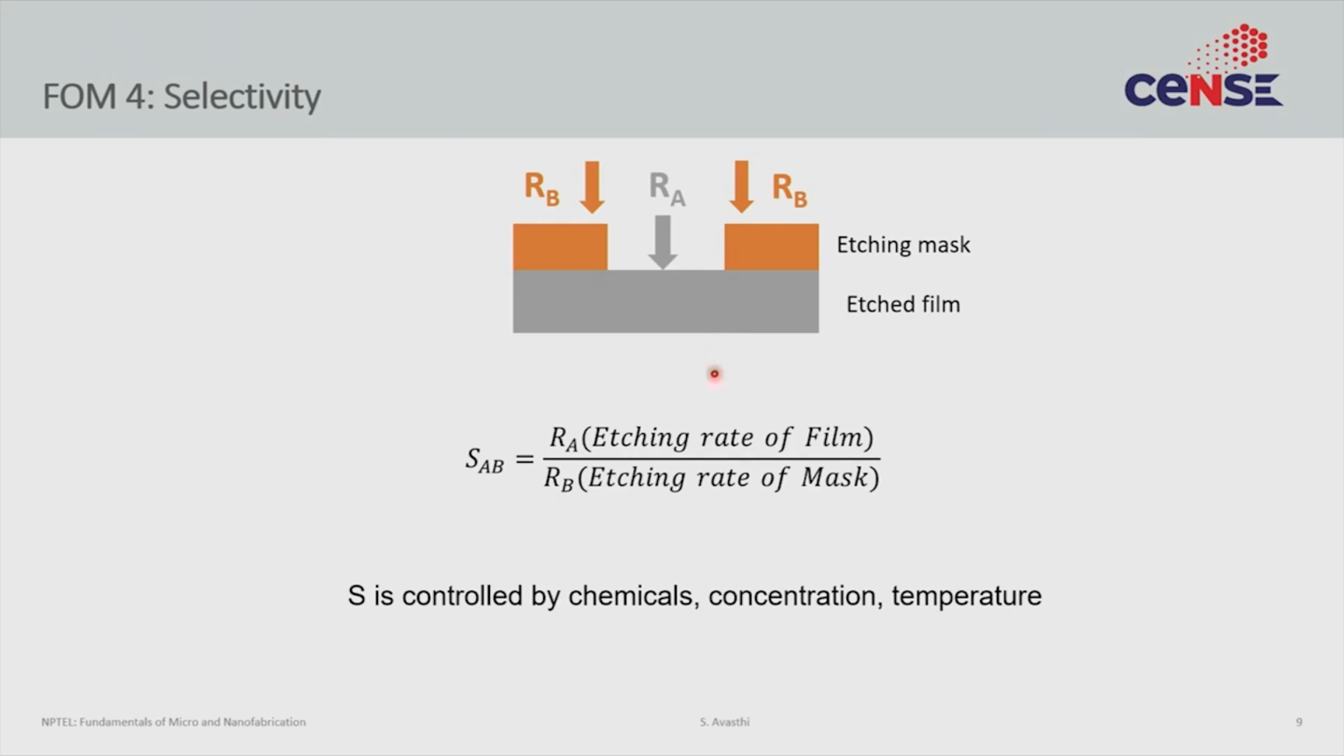It also depends on concentration. Dilute solutions tend to be a little more selective, and concentrated solutions tend to be a little less selective. And temperature, typically at low temperature you get a little better selectivity. At high temperature virtually everything starts etching and then you get lower selectivity. But those are thumb rules, you always need to look at the details.